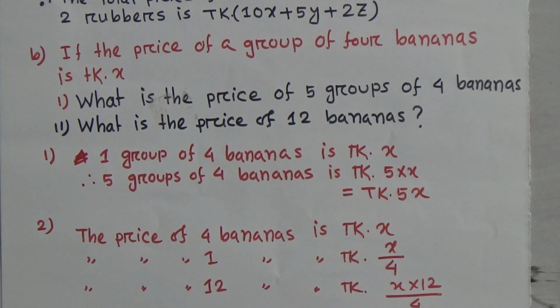Now, question number 2. What is the price of 12 bananas? Look, the price of 4 bananas is taka X. Therefore, the price of 1 banana is taka X by 4. That means less. When the amount will be less, then this will be division. Therefore, the price of 12 bananas is more taka. That means X into 12 by 4. Okay, divide 12 by 4, then you get what? 3. 3 into X equal to 3X taka. Okay, student, I hope you understood.